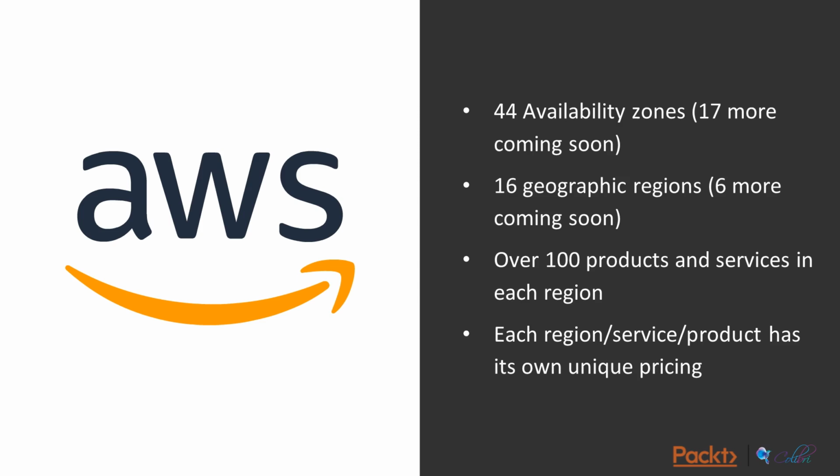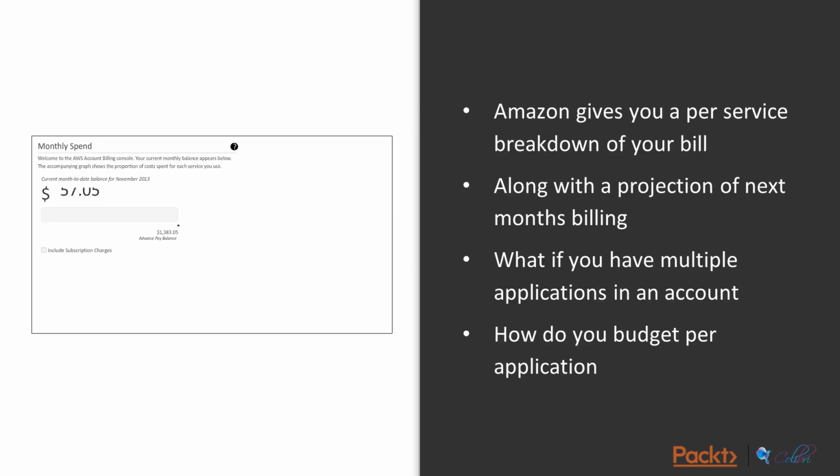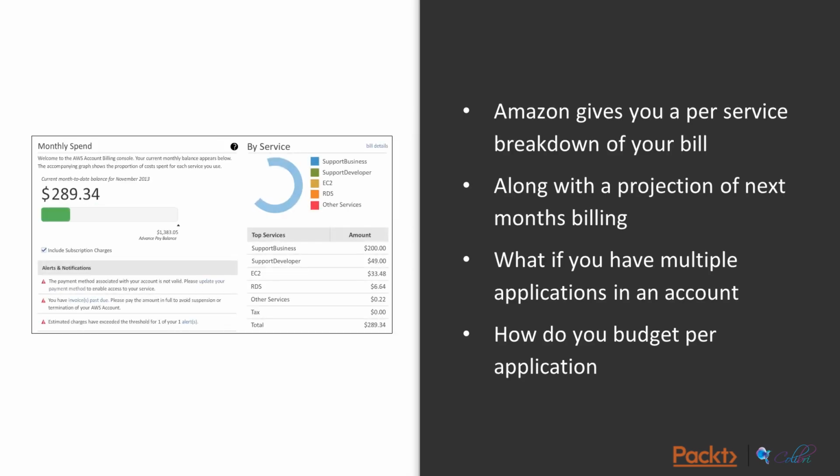So what does that mean for you? Well, it means that pricing and budgeting gets really complicated really, really fast. So Amazon gives you a per service breakdown of your bill, along with a projection of how much they think you're going to spend on your next month's billing based on what you're currently using. Now, that's all very well and good, and we've got a screenshot here on the left-hand side of a monthly spend, and we can see here it's broken down by resource type.